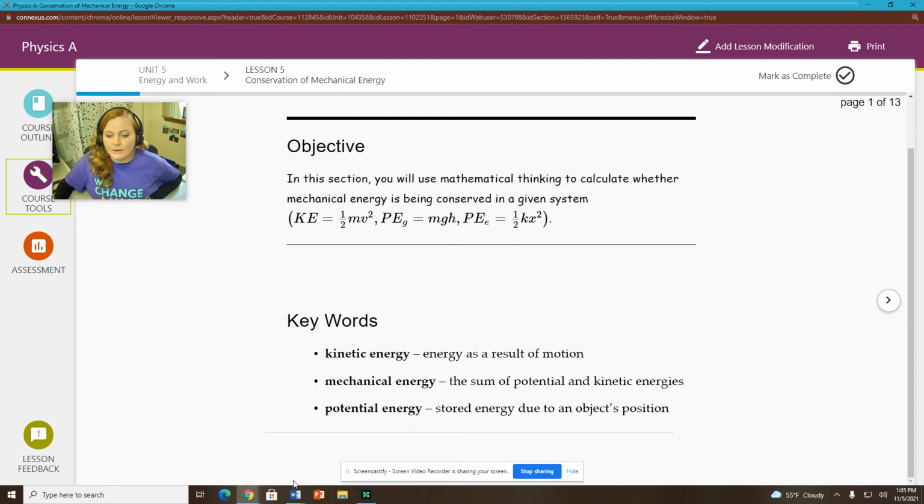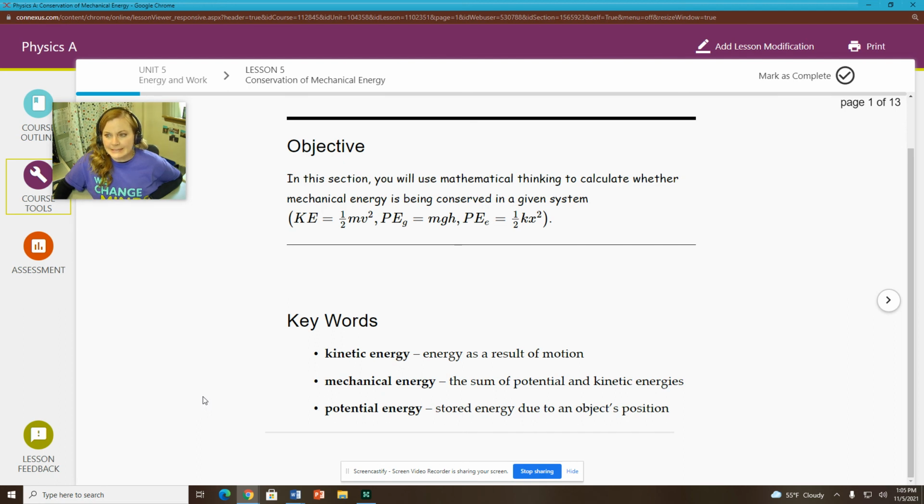We know that kinetic energy is 1/2 mv squared. That's a known. We know that potential energy is mass times gravity times height, or mgh, mass times gravitational acceleration times height. And elastic potential energy is given as 1/2 kx squared, where k is the spring constant and x is the amount of displacement of that spring. So we can use that to determine the potential energy of the spring.